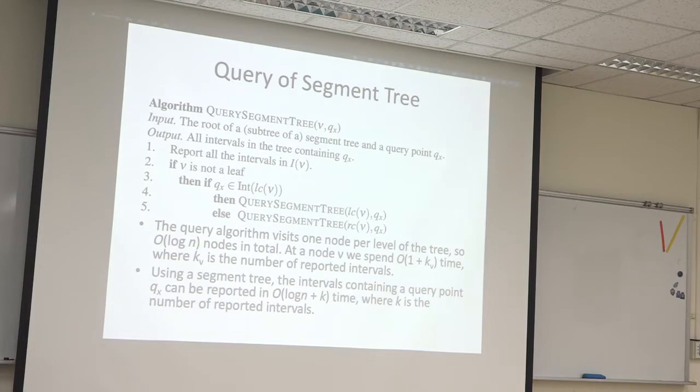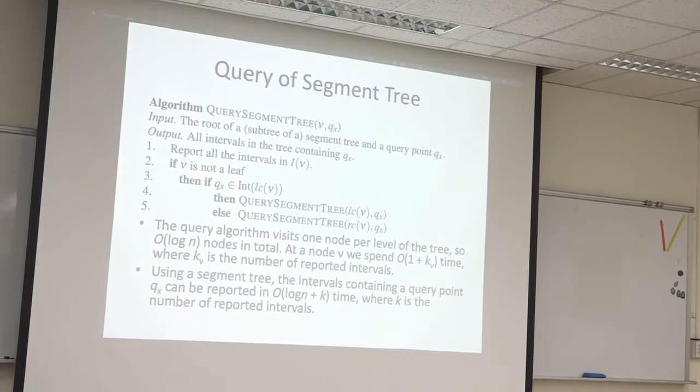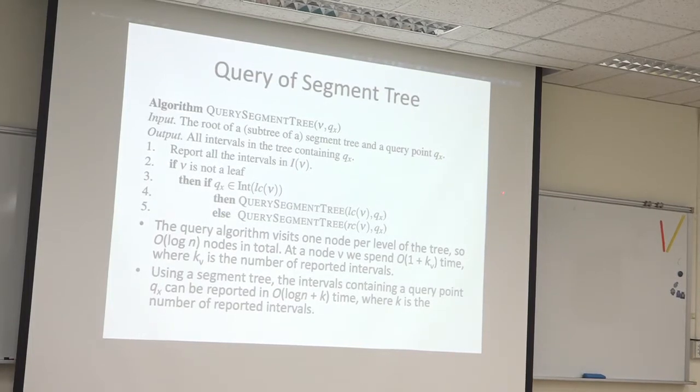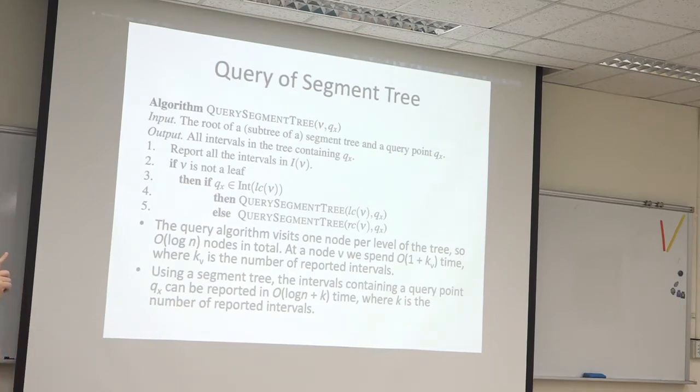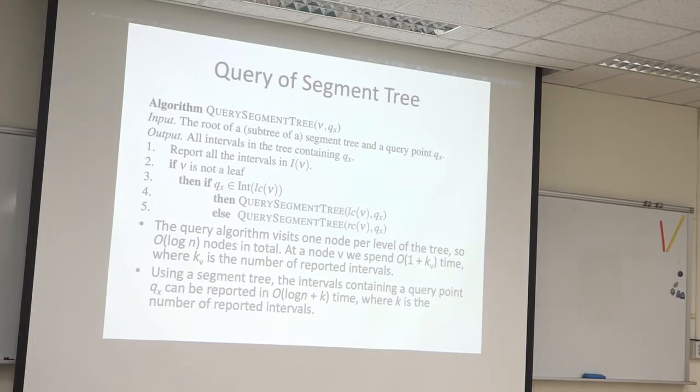Because at each level you only do this once, the total number of times this is going to be executed is proportional to the height of the tree. So it's going to be this one times log n. Basically it's going to be log n plus k, where k is the number of reported intervals. So this is the query time.